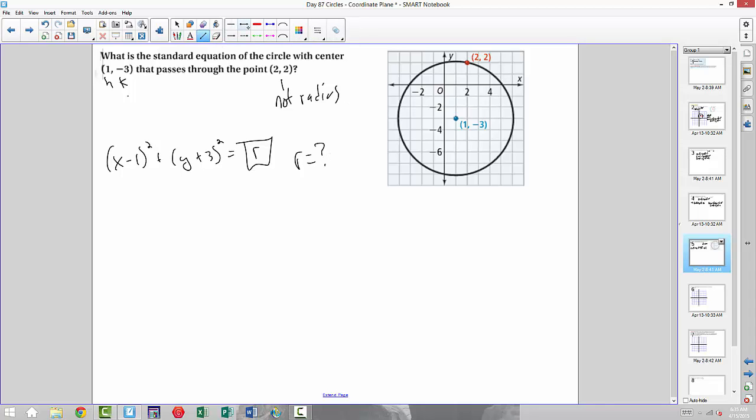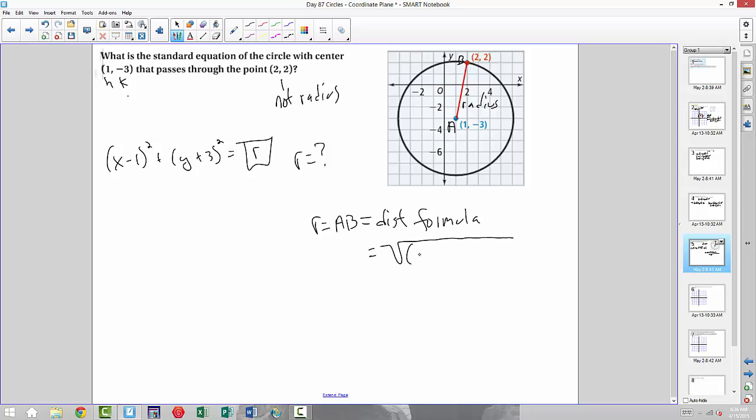Well, if you look at the diagram, the red line that I just drew, this is my radius. Well, how do I find the length of my radius between 2 points? Well, the length of the radius between the 2 points is the distance formula. So if I label this A and I label B, my radius equals AB, which equals the distance formula. So you got to use the distance formula. Well, the distance formula is the square root of (x1 minus x2) squared plus (y1 minus y2) squared.